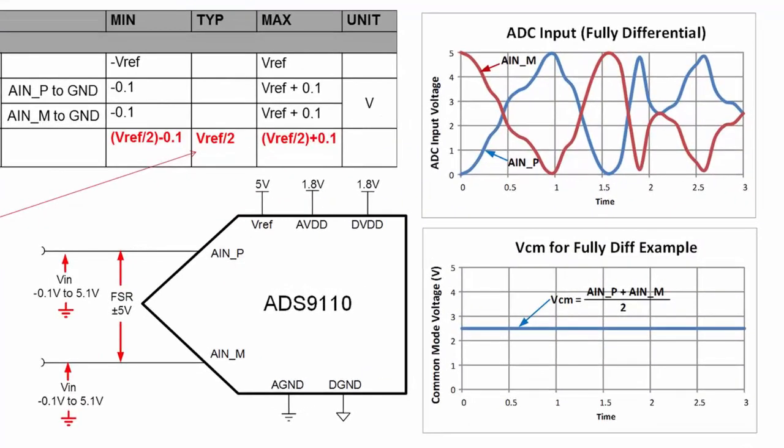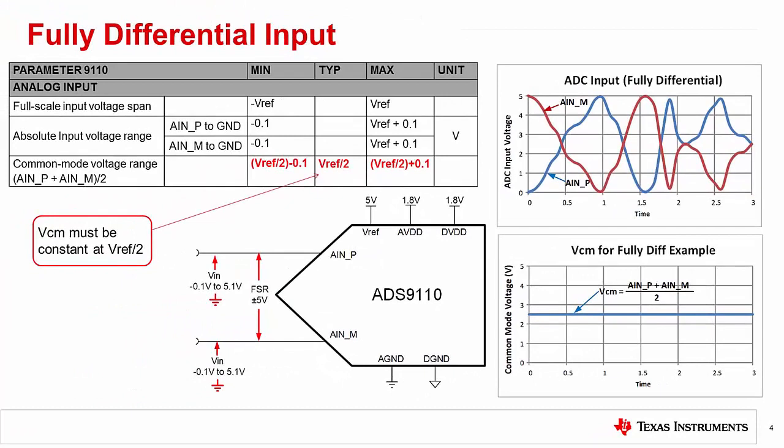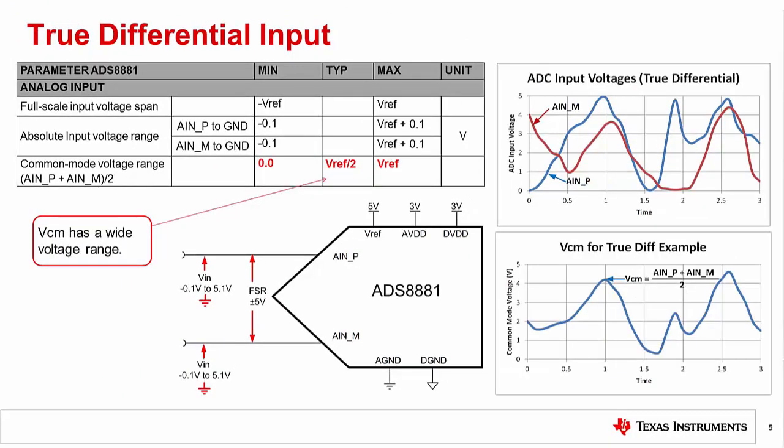Looking at the input signal for a fully differential input, you notice that the signal is always symmetrical about the common mode voltage. In this example, the common mode voltage is held constant at 2.5 volts, and you can see that the input signal is symmetrical about this level. Later in this presentation, we will discuss some amplifier circuits that can be used to convert single-ended signals to fully differential signals.